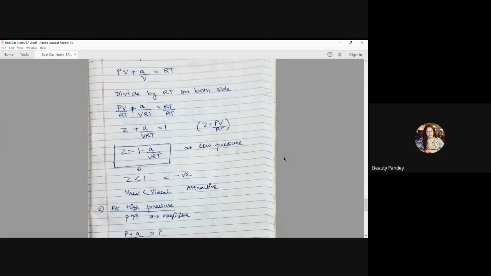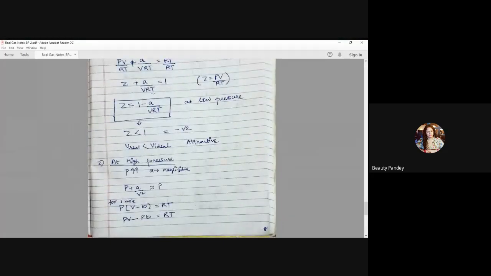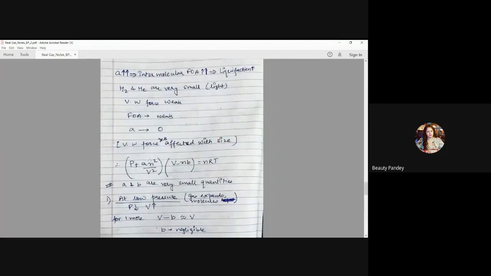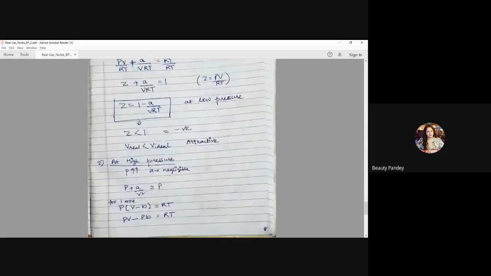I'm continuing. Similarly, the second case is the case of high pressure. In that case, P is becoming very high. Since A is itself a very small quantity and the external pressure is already very high, whatever little contribution is made by the internal pressure is taken to be negligible. So in that case, this will be equivalent to P.